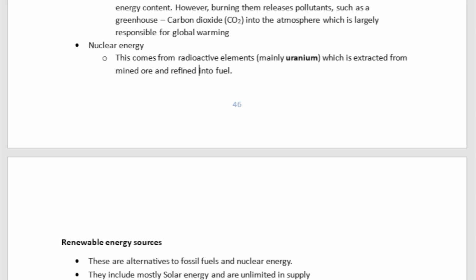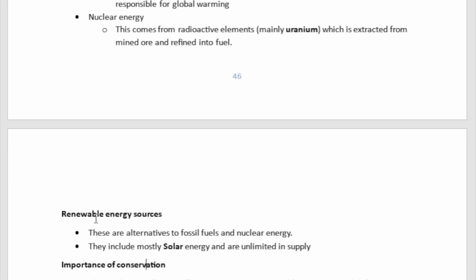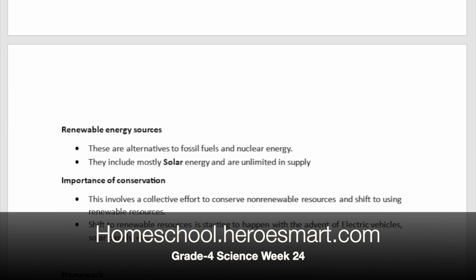So what are renewable energy sources? Renewable energy sources are alternatives to fossil fuels and alternatives to nuclear energy as well. They are chiefly solar energy and are unlimited in supply. So what does that tell us? It tells us that we've got to start thinking about conserving non-renewable resources and shifting to renewable resources. This involves a collective effort to conserve non-renewable resources, and shifts are happening with things like electric vehicles, solar panels, and all of that.